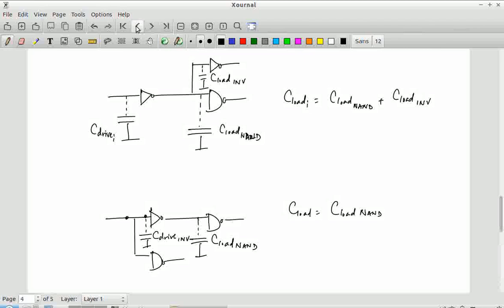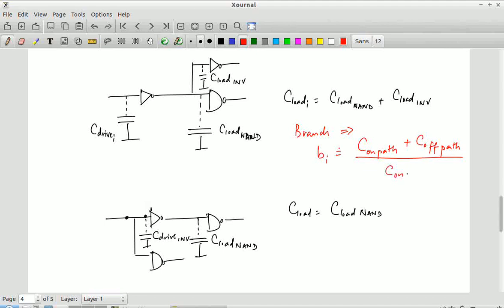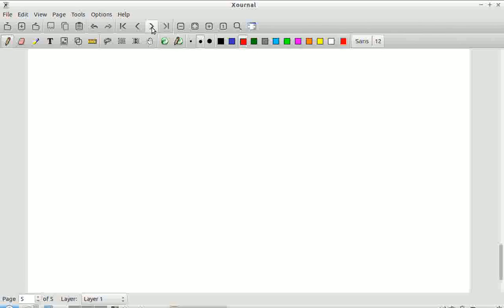The next thing that we say is, anytime that we have a branch of this sort, we introduce a branching factor, bi, equal to the capacitance on the path, that is the path that we are interested in, plus the capacitance off the path, divided by the capacitance on the path. In this case, C load of the inverter plus C load of the NAND gate is divided by C load of the NAND gate.